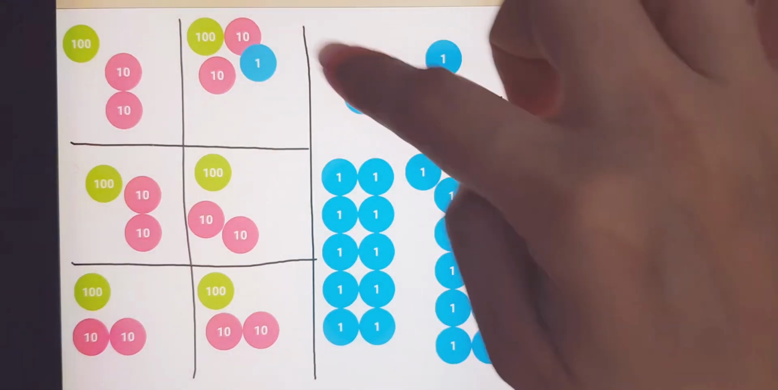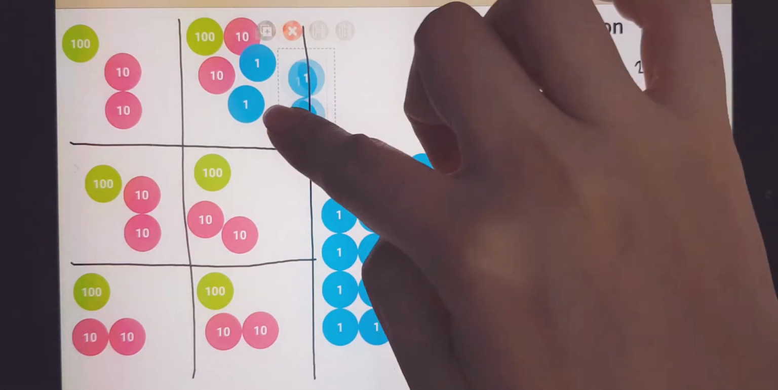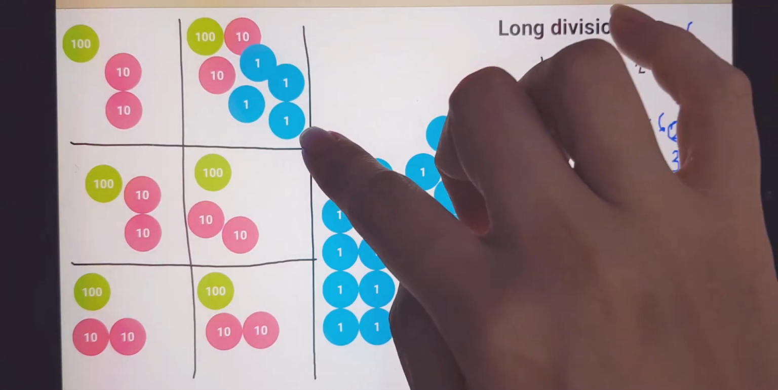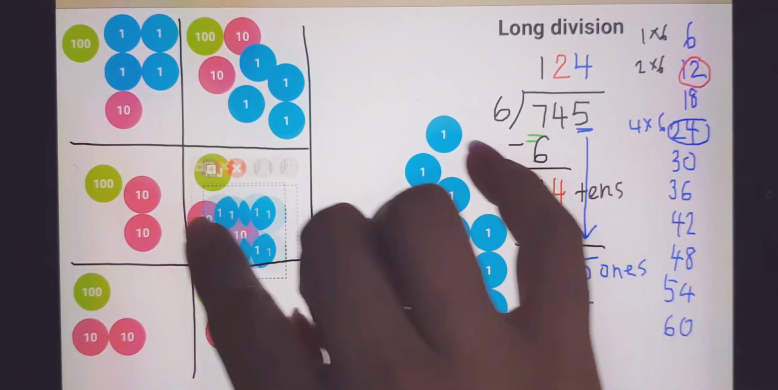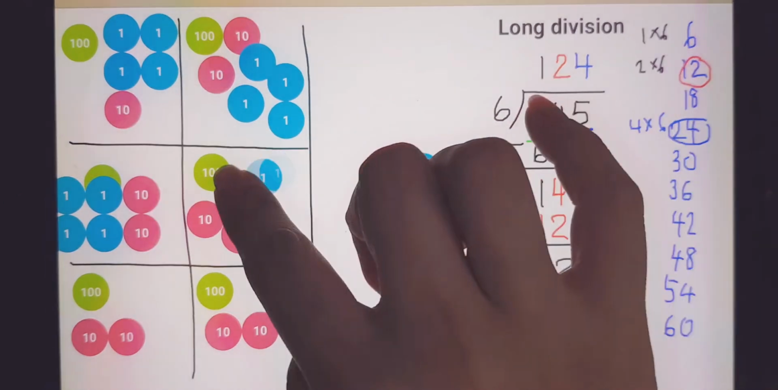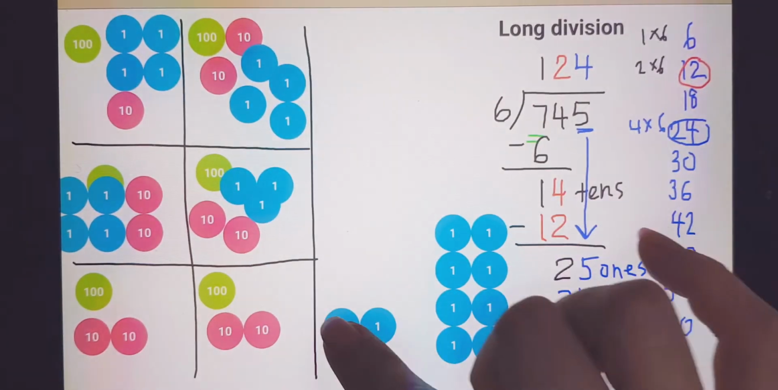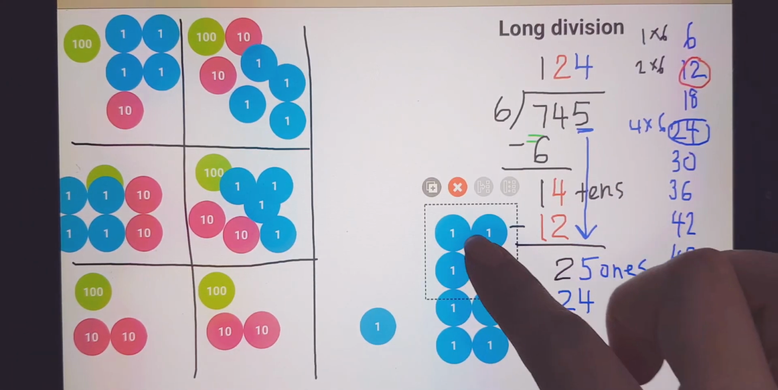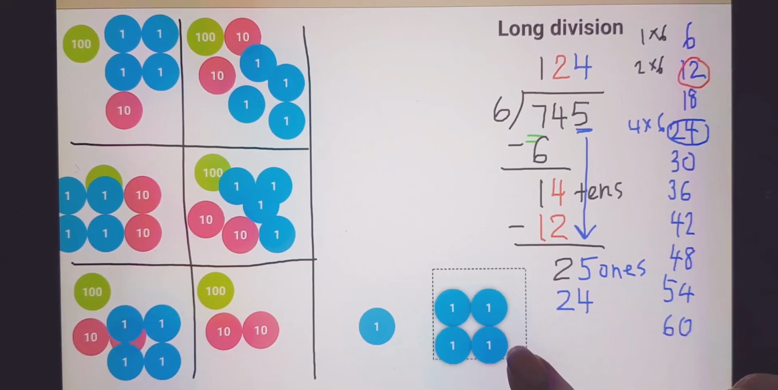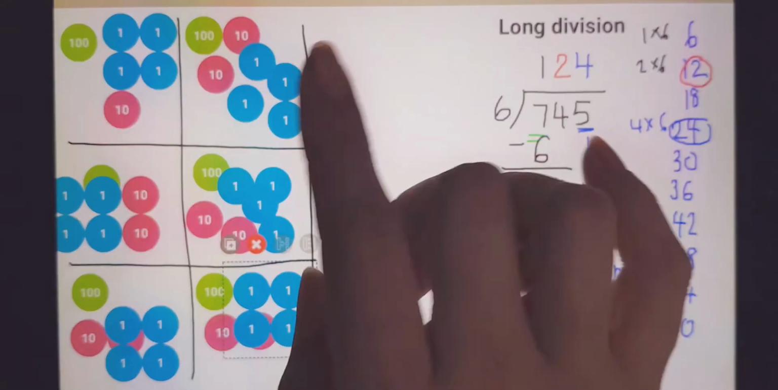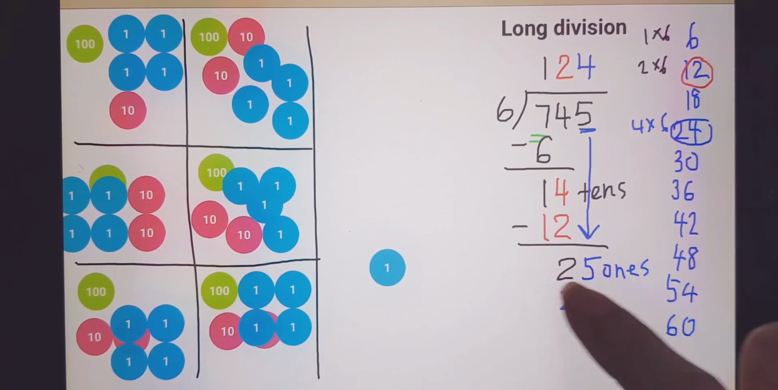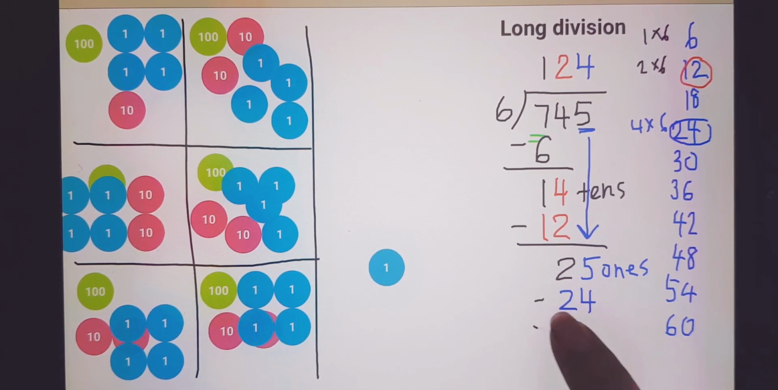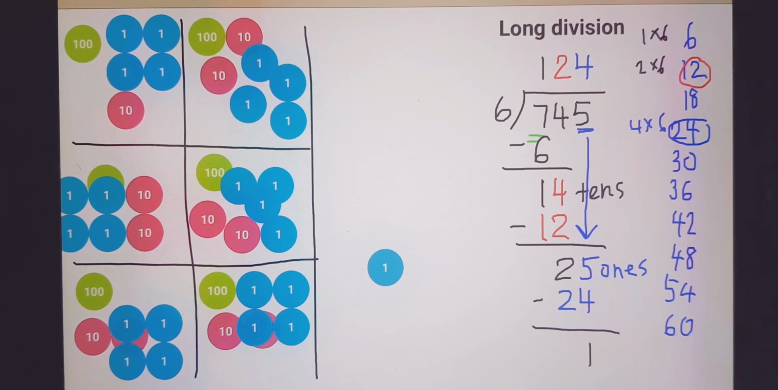I'm going to give each one 4 ones. 4 ones, 4 ones, 4 ones, 4 ones there, and another 4 ones. See, we have done it equally. Everybody gets 4, and I have a remainder of 1, which we can see here. If we subtract, we have 1 left.